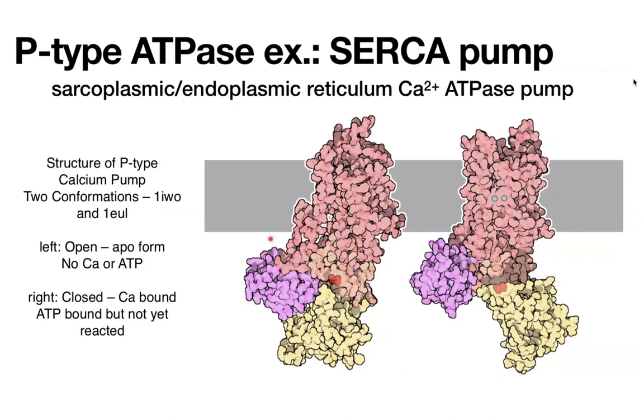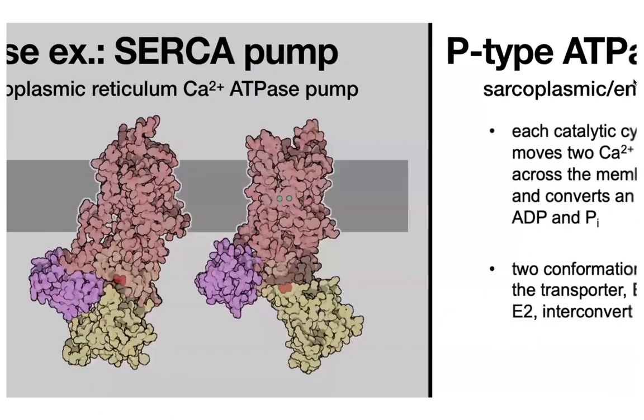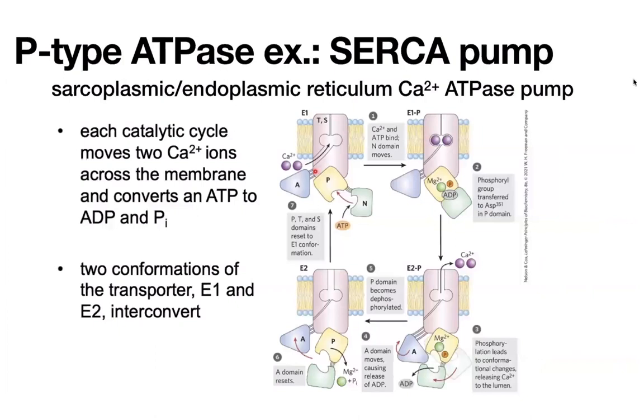So the calcium is going to come in through this channel and bind up here, and the ATP is going to bind down here. Basically, then this channel is going to open to the outside, or to the lumen, so to the inside of that vesicle, and allow the calcium through. And so let's look in a little more detail at how this is happening.